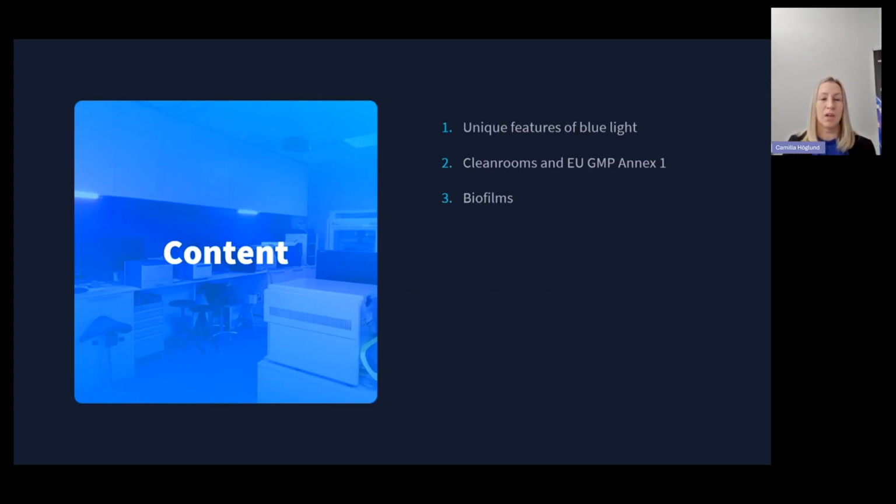I will spend some time going through the basics of blue light and how it works, and what kind of unique features blue light can offer to prevent contamination in clean rooms. We will also look a little bit closer at areas in clean rooms where we have identified a good place to use our technology, and also some highlights from Annex 1 that we feel are important to take into consideration. We will also talk a little bit about biofilms and how our technology can help you solve biofilm problems.